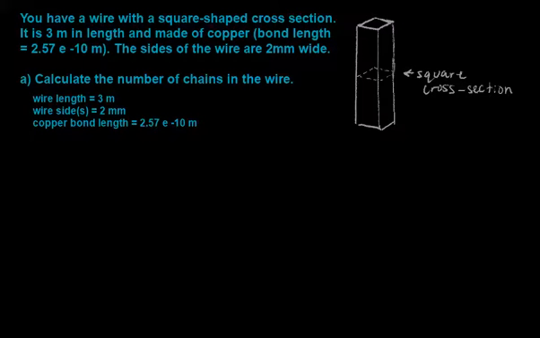So we have a problem here that tells us we have a wire with a square-shaped cross-section, and it is 3 meters in length, made of copper, which has a bond length of 2.57 times 10 to the negative 10th meters. And it says the sides of the wire are 2 millimeters wide, all of the sides, since we do have a square cross-section. So part A is asking us to calculate the number of chains in the wire.